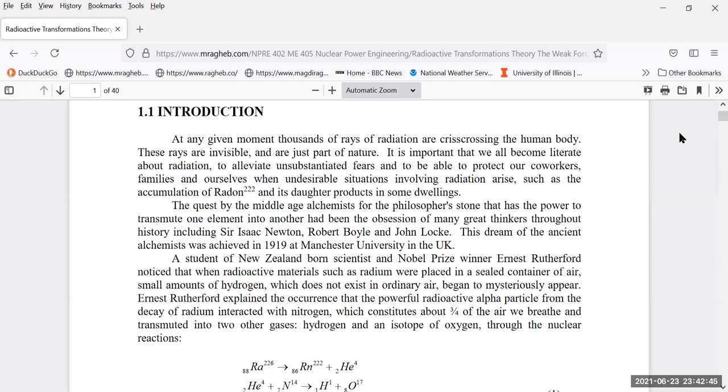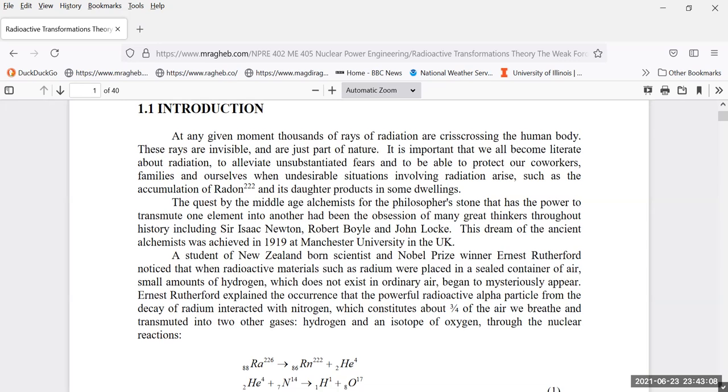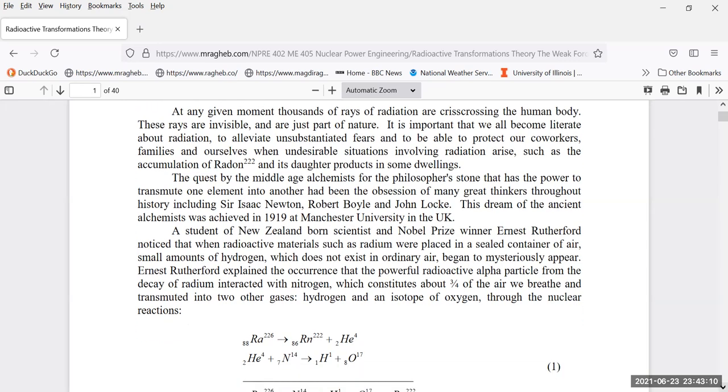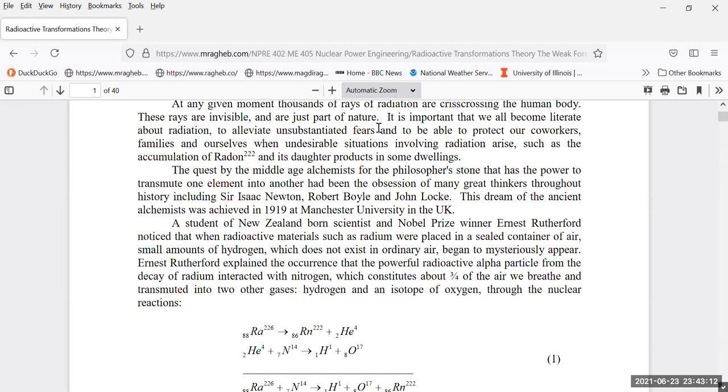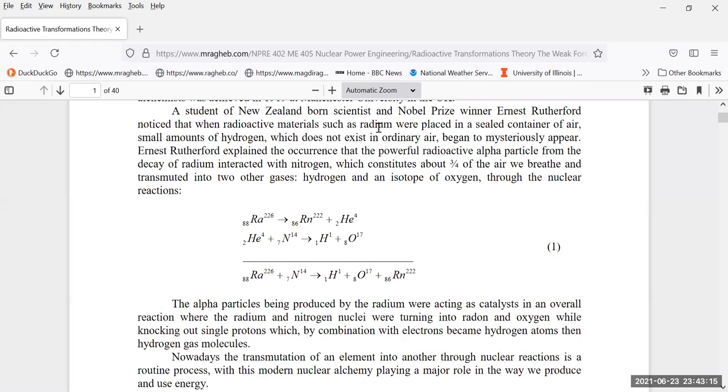And it became available in 1919 at Manchester University in the UK, when experiments were carried out by a New Zealand scientist, also a Nobel Prize winner, Ernest Rutherford, working with one of his students. The observation was that they had a sealed container where they had some radium. Radium is a decay product of the uranium chain.